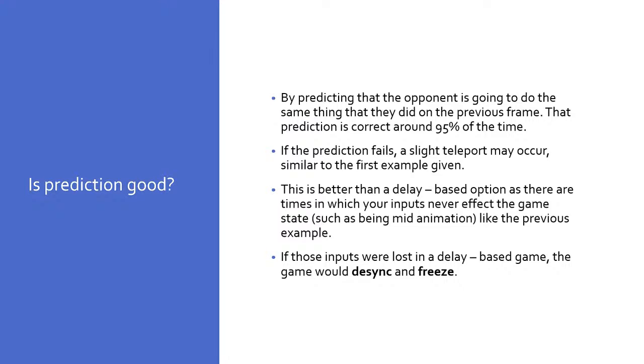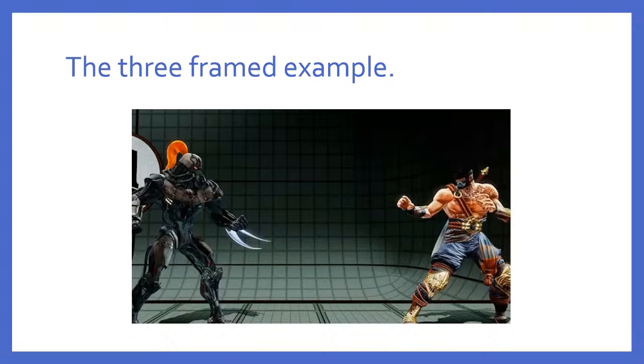So you may think, is predicting the game actually good? And the answer is, yeah, you'd be surprised. If we predict that what the opponent is going to do is the same thing as the last frame, that prediction is correct around 95% of the time. And if that prediction fails, a teleport may occur. This may be 1 to 2 frames. And this is better than a delay-based option, because there are many times in a game where your inputs will never actually affect the game state, like being mid-combo, for instance. So if I can just move back real quick.